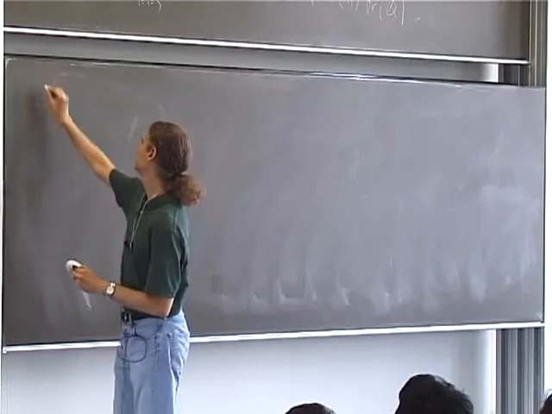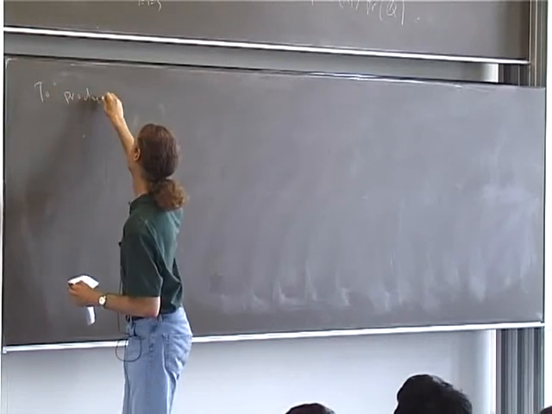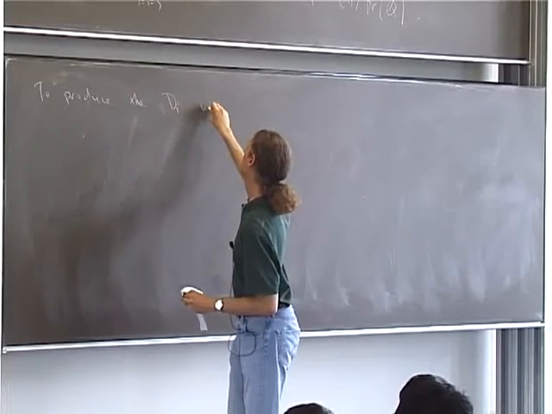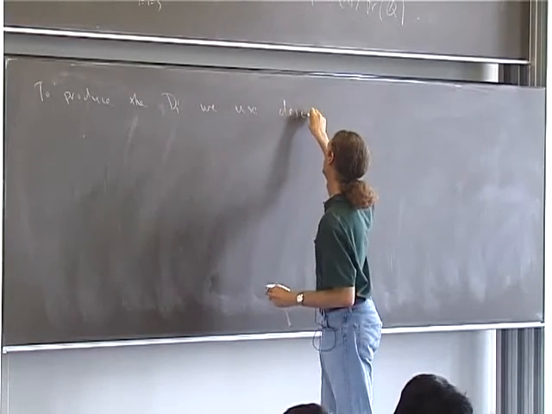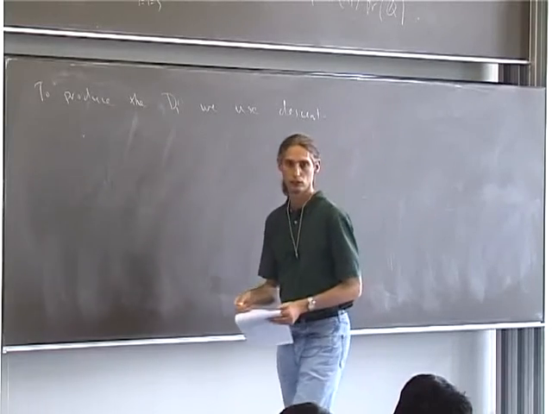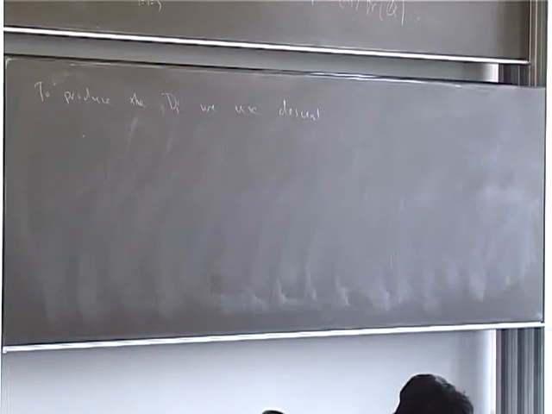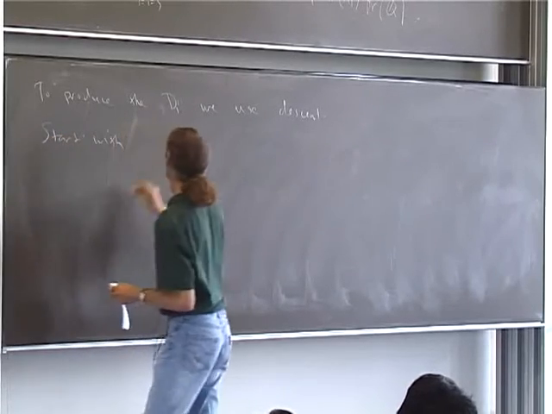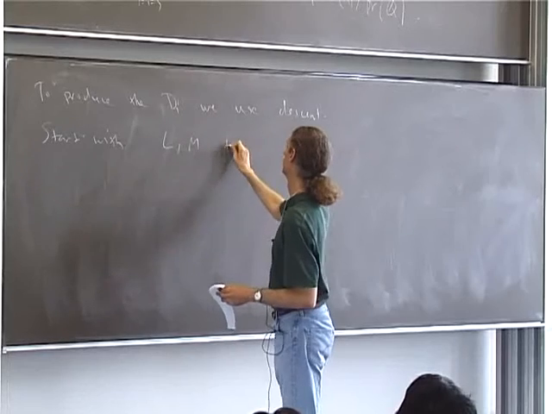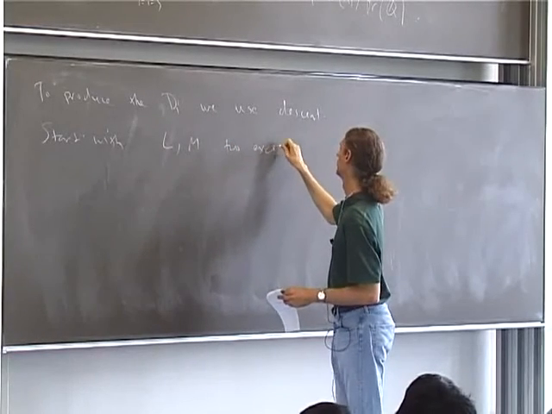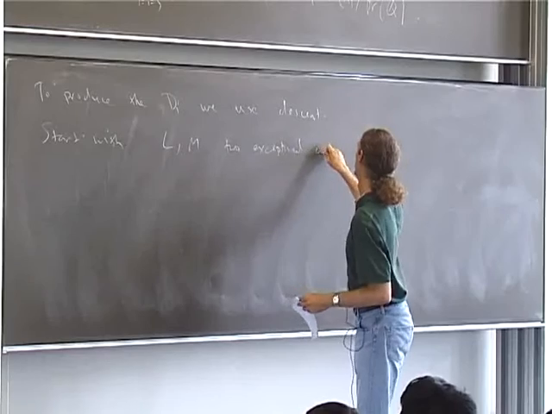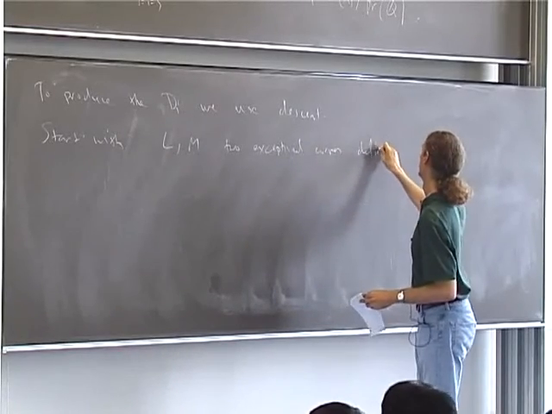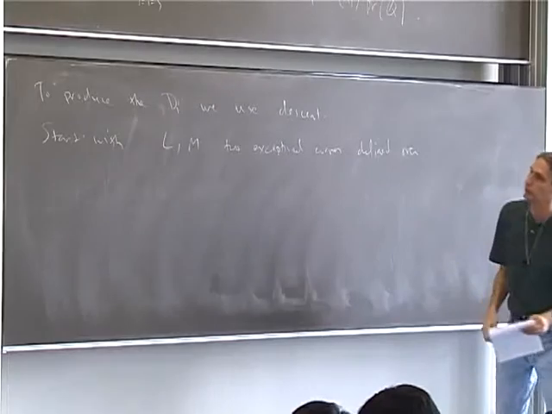And so to produce d_i, we use descent. We know how to solve the problem up here. So we start with L and M, which are 2 exceptional curves over the big field, big K.